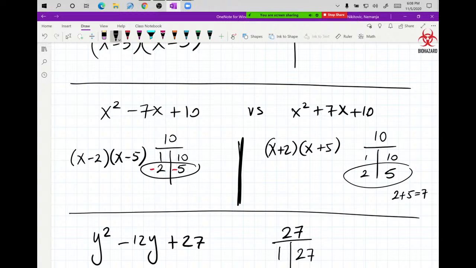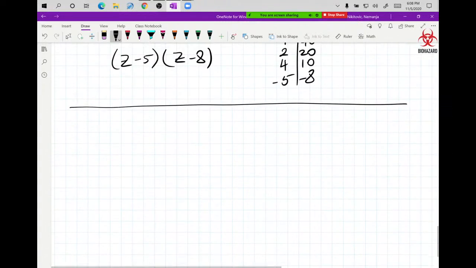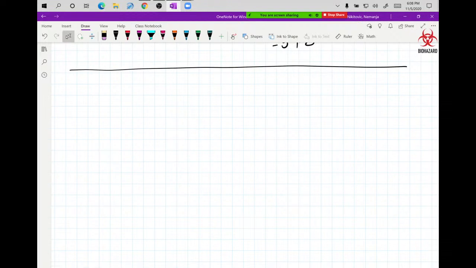Now, the question is, what happens when the last number, that C, is negative? This is a trickier case because for your numbers in the chart, one has to be negative, one has to be positive.